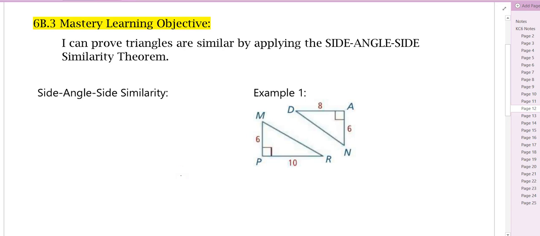Hey guys, in this video we're going to be covering activity 6B.3. Our mastery learning objective is: I can prove triangles are similar by applying the side angle side similarity theorem.